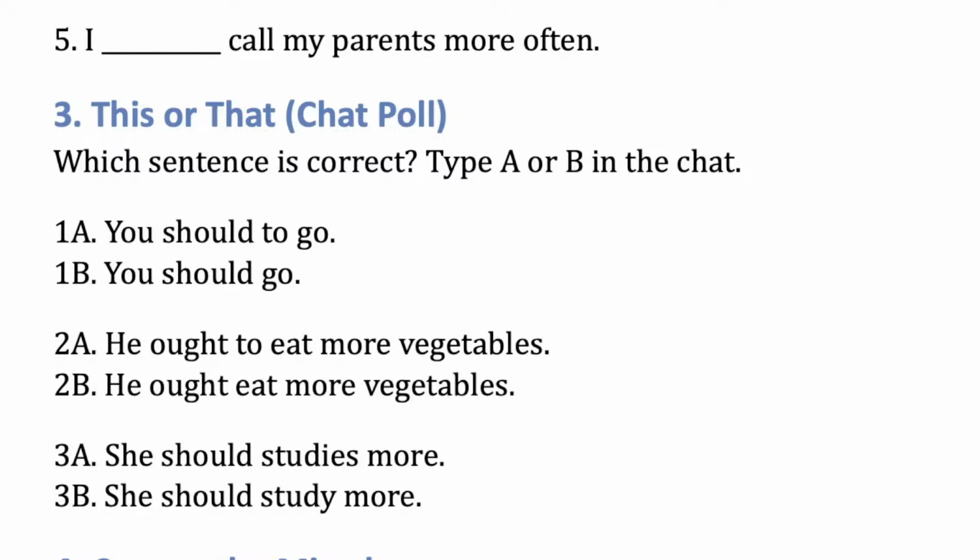Good. So one more time. Number 1, it is 1B. You should go. 2 is A, right? He ought to eat more vegetables, so it's 2A. And then 3, it is B. She should study more, so good.